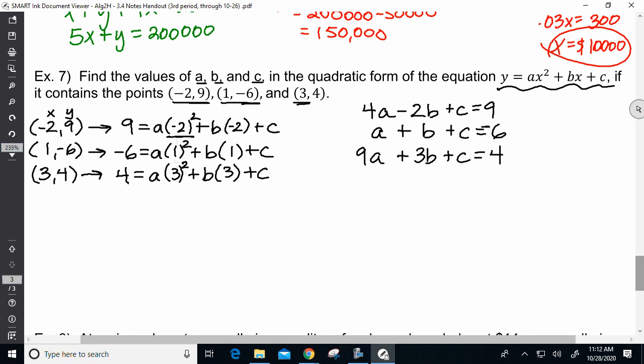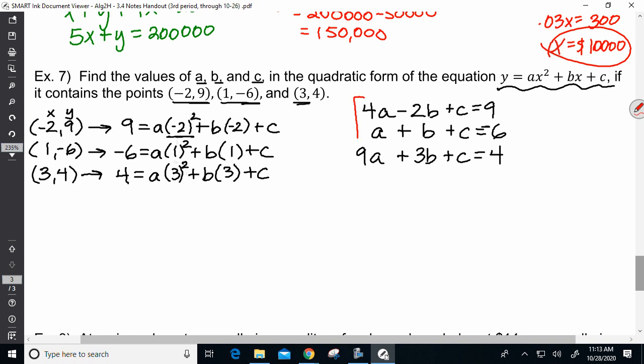Alright, so we got our system. Now we got to solve for A, B, and C. Now we got to do what they asked us to do. So, where do you want to start? So, get rid of C in the first two equations. How are we going to do that?